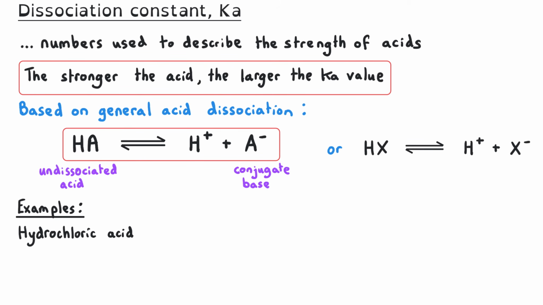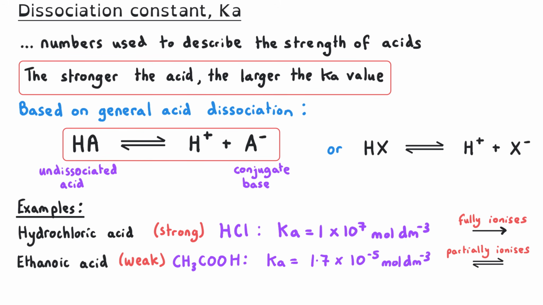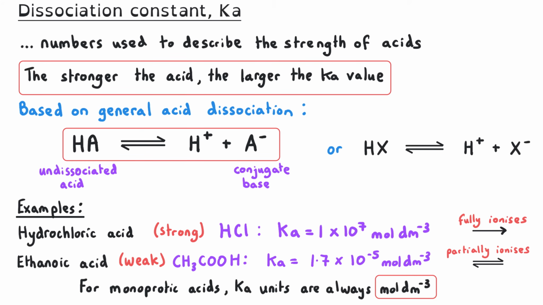Some examples of Ka values, just to be representative, are for hydrochloric acid, 1 × 10⁷ moles per decimeter cubed. And since hydrochloric acid is a strong acid, we would expect a big number here. And for ethanoic acid, which we know is a weak acid, the Ka value is much smaller, at 1.7 × 10⁻⁵ moles per decimeter cubed. And in general, for a monoprotic acid, the units for Ka are always going to be moles per decimeter cubed.